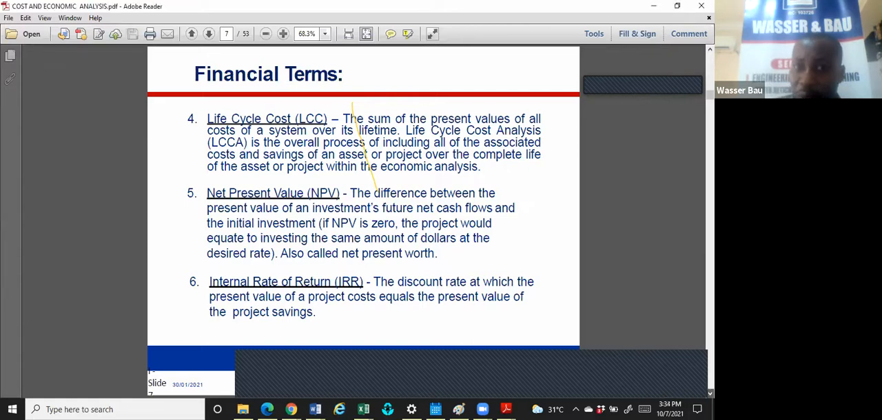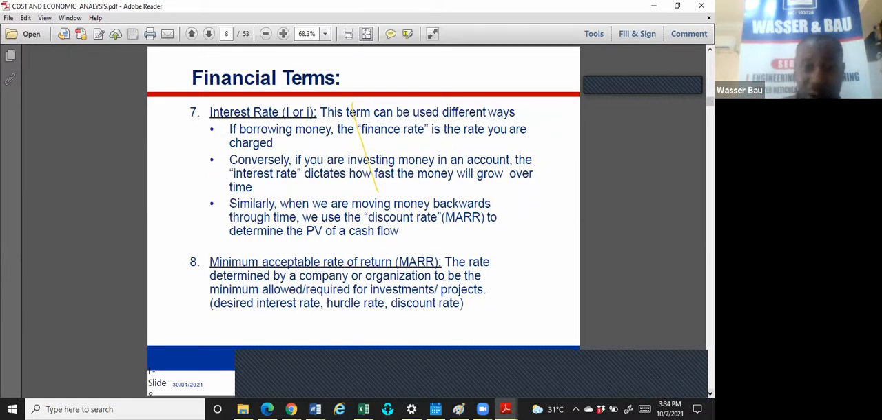Okay, so let me go quickly so that we can go into the calculation, because we're going to do a lot of calculation today. The next one is interest rate. Why I'm taking my time to emphasize these terms is that these are the terms you'll be encountering in cost analysis, in cost terms. This is what you'll be hearing most of the time, apart from cost estimation.